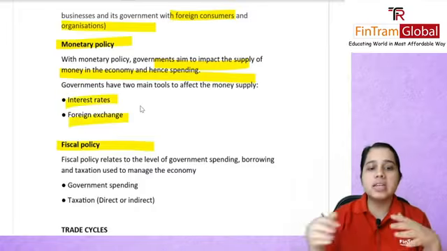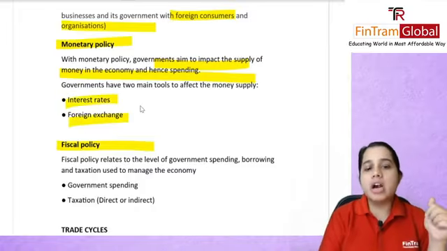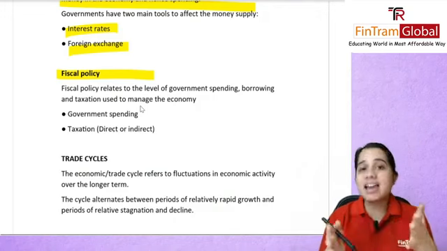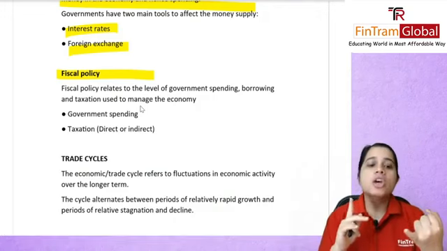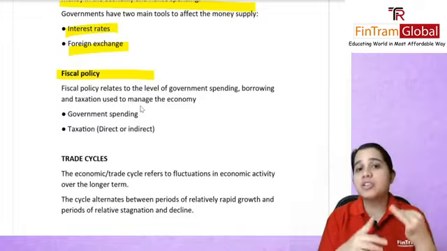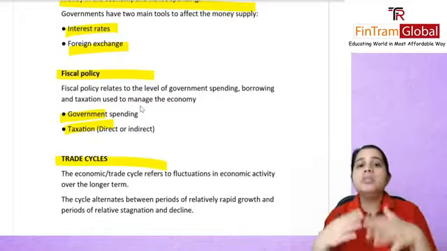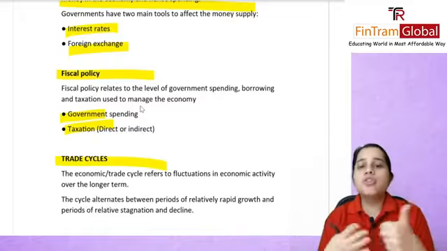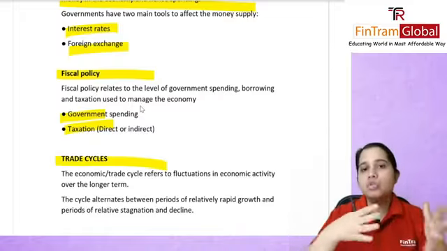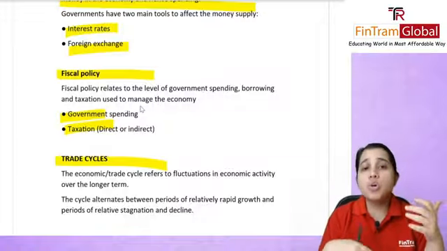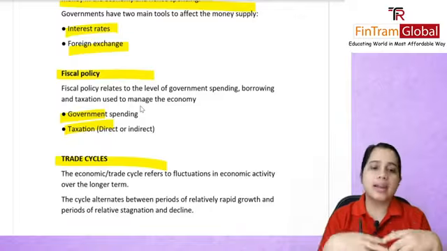And you have your fiscal policy. Here, it relates to the level of government spending, borrowing, and the taxation which is used to manage the economy. So you have your government spending and you have tax, your direct taxes or your indirect taxes. This is how the government can manipulate and see how the economy is doing by using taxation also. You could lower the level of taxes or you could increase that.